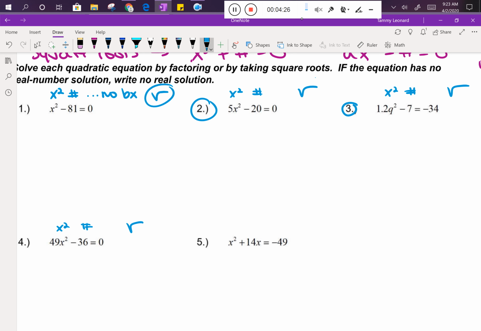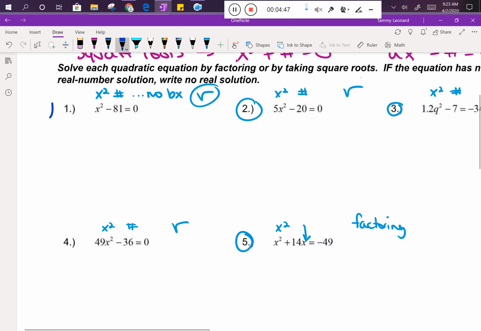Now let's look at the last one. I see an x squared, but this term has an x. I cannot do this one by solving by square roots. This one is going to have to be a factoring problem. So I'll do that one with you today as well. So you already know that problems 1 and 4 are going to be your daily practice tonight. All right, let's do these 3 problems together.